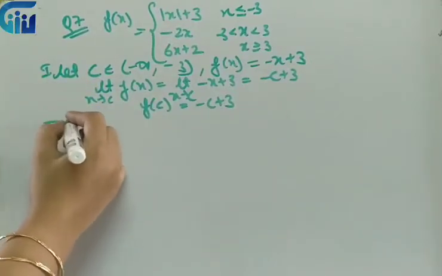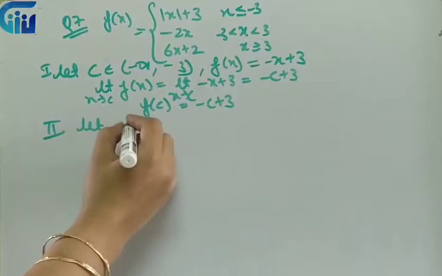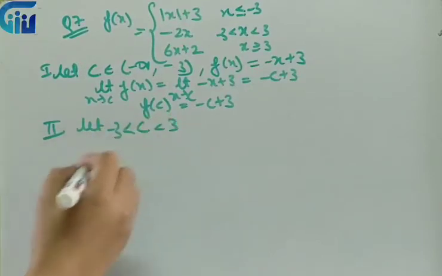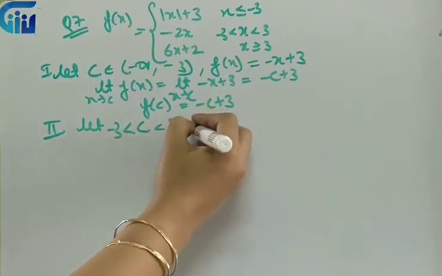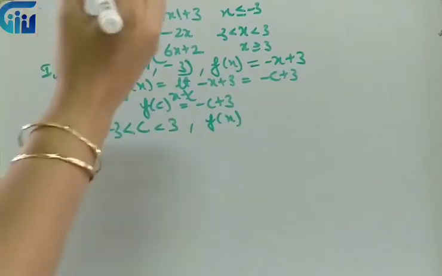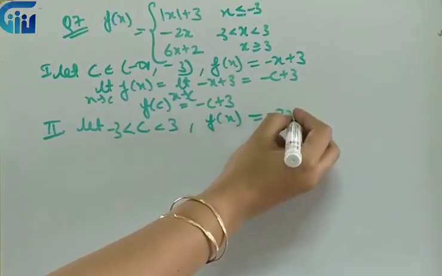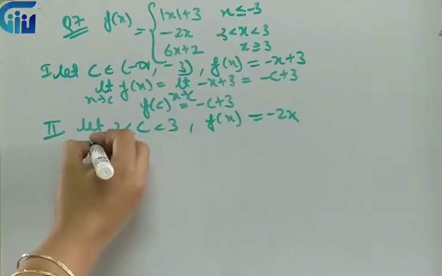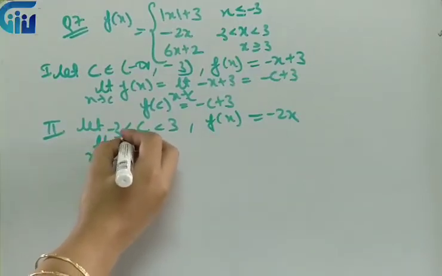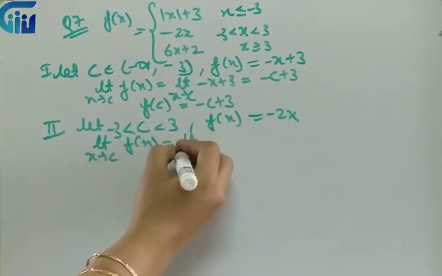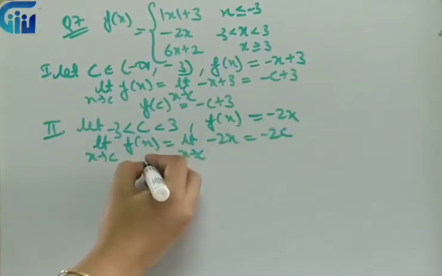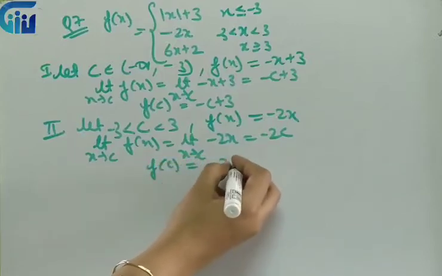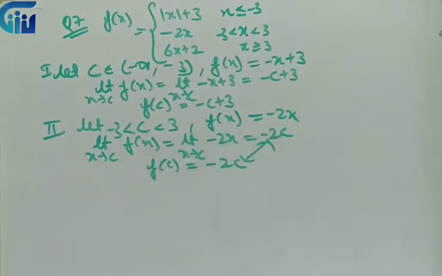What will be case 2? Case 2 will be C is between -3 and 3. The less than case we have covered. Now C is between -3 and 3. Then what will be my function? For all the real numbers here, my function will be -2x. Again, I write the same thing. That means limit x tending to C of f(x) is equal to limit x tending to C of -2x, that is -2c. And f(C) will also be -2c, hence it is equal, right?